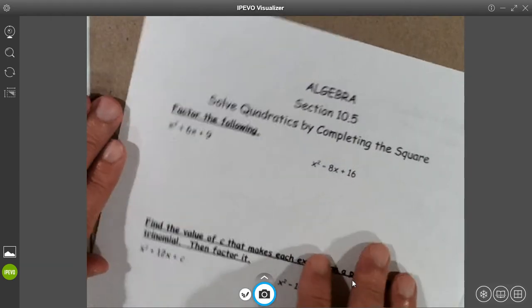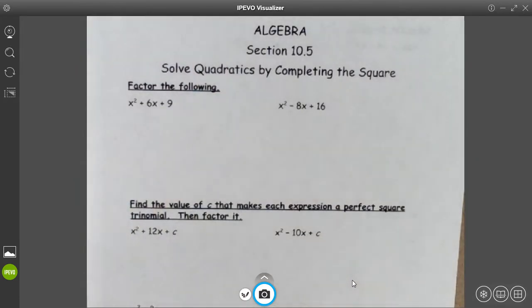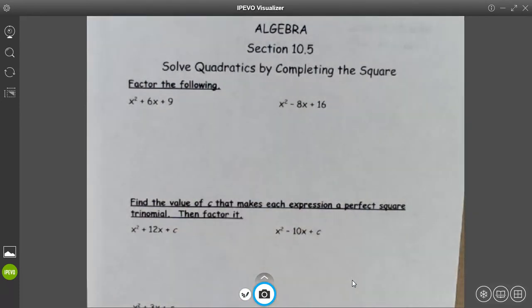All right, hey guys, taking a look here at 10.5, solving quadratics by completing the square. So hopefully you've already done the assignment of doing this with algebra tiles. If not, I would stop right now and go back and do that one first. I think that's really going to help you make more sense of what we're going to do here.